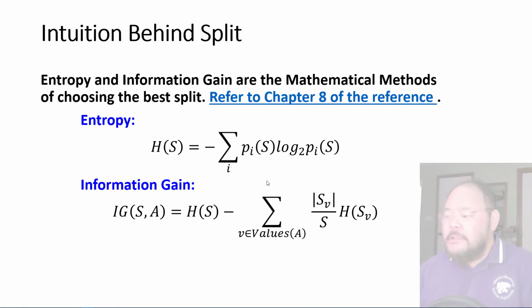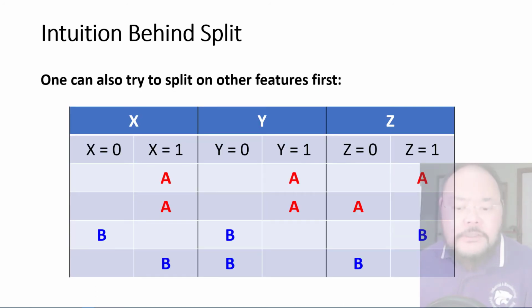Let's talk about this. You can see that y actually has a perfect separation, and x and z are not giving a proper separation.